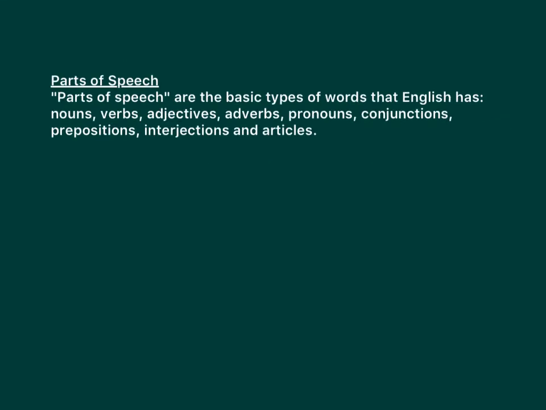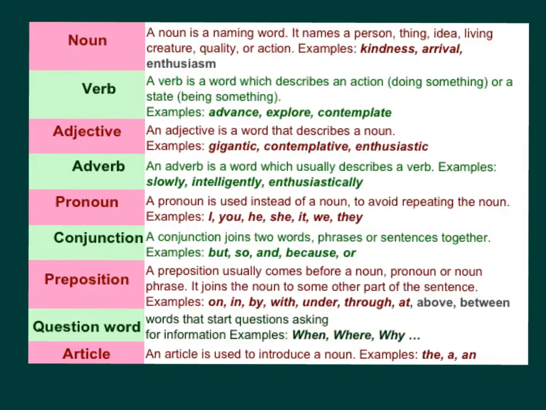Parts of speech. Parts of speech are the basic types of words that English has. Nouns, verbs, adjectives, adverbs, pronouns, conjunctions, prepositions, interjections, and articles. Here is the explanation and a few examples of each of them.